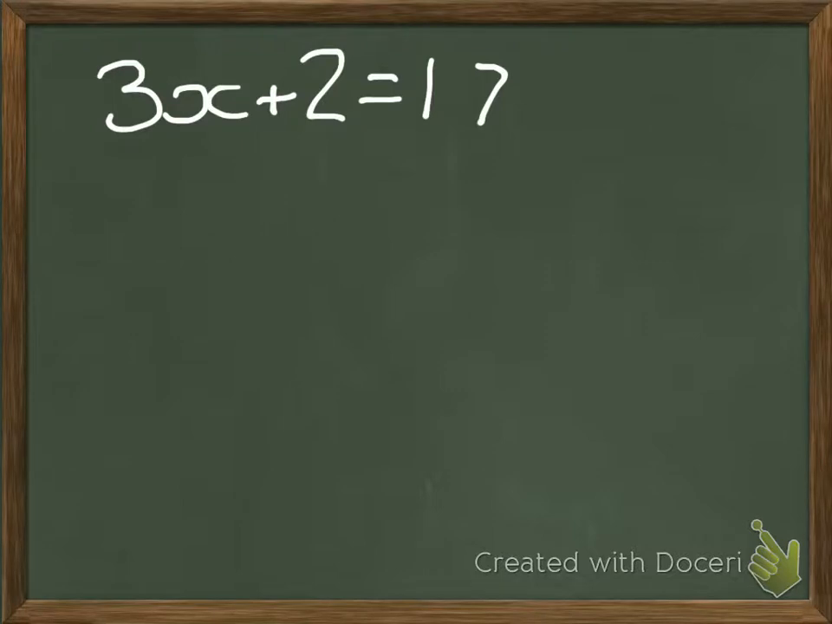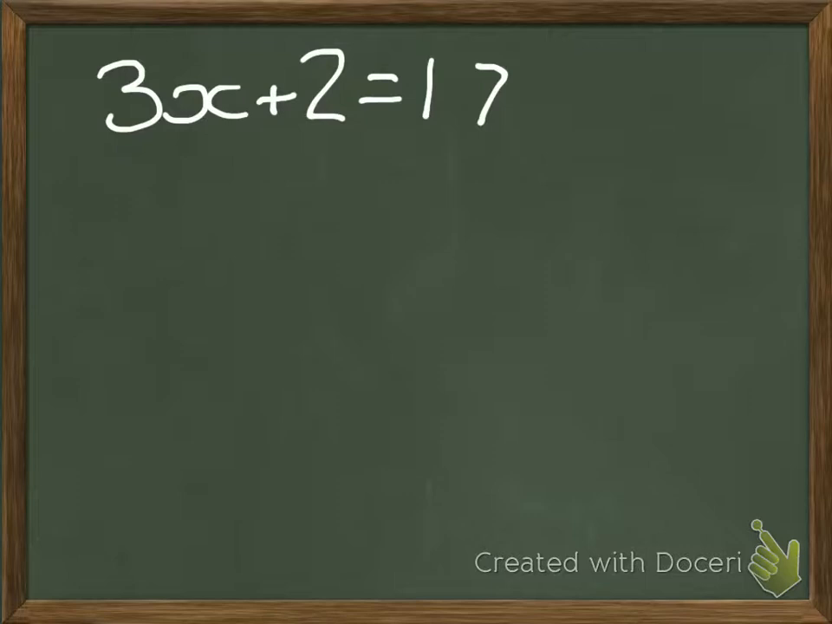Now, the final method is really very similar to the balance method. It's just a kind of shortcut to using that balance method. It's based on the idea that if something moves from one side of the equals to the other, then it's going to do effectively the opposite thing. So if it's add 2 on one side of the equation, it'll be minus 2 on the other side. If it's times by 3 on one side, it'll be divide by 3 on the other side.